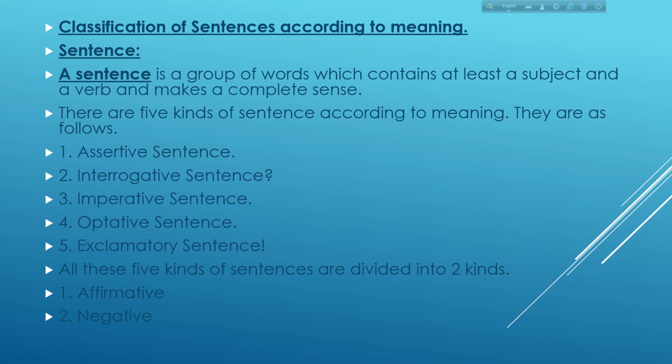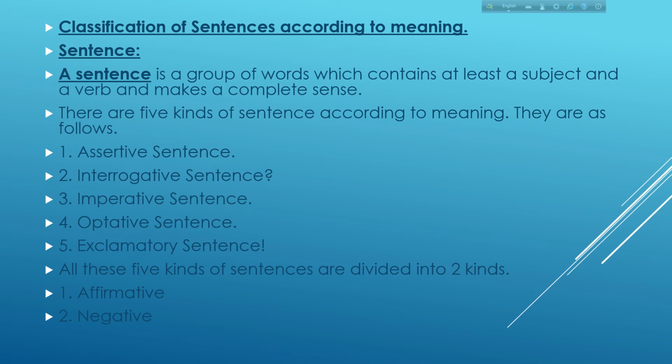I have given the punctuation marks here. After an assertive sentence we use a full stop. After an interrogative sentence we use a question mark, the interrogative sign. After an imperative sentence we use a full stop, and after an optative sentence also we use a full stop. But after an exclamatory sentence sometimes we use an exclamation mark, or sometimes the exclamation mark comes first and at the end there is a full stop. We'll see it later.